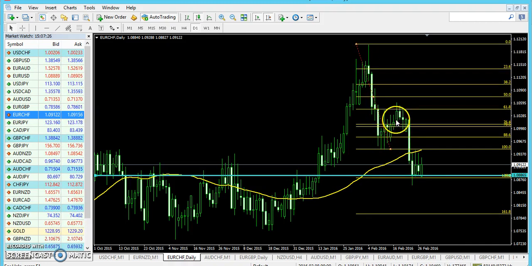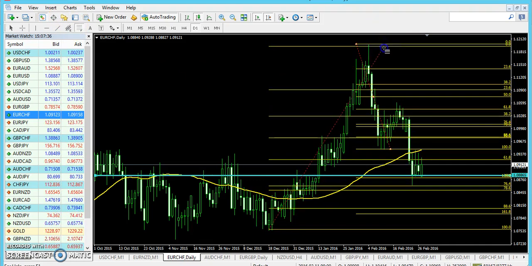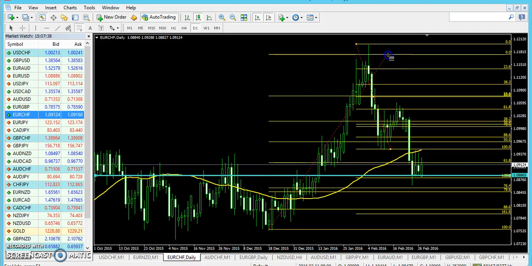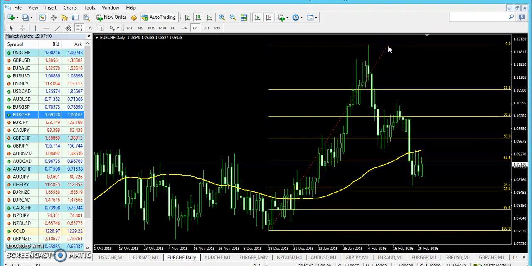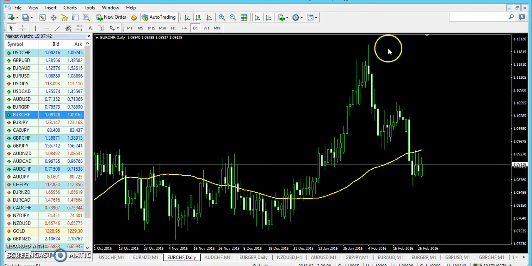Look, 38.2, 61.8, and the other harmonic pattern, let me just see. Later on I'm going to show you a lot of them. Okay, this is a good buy. This is a very good buy. This will shoot all the way up here. You could take profit here, could take profit here. But anyway, it's a good buy.